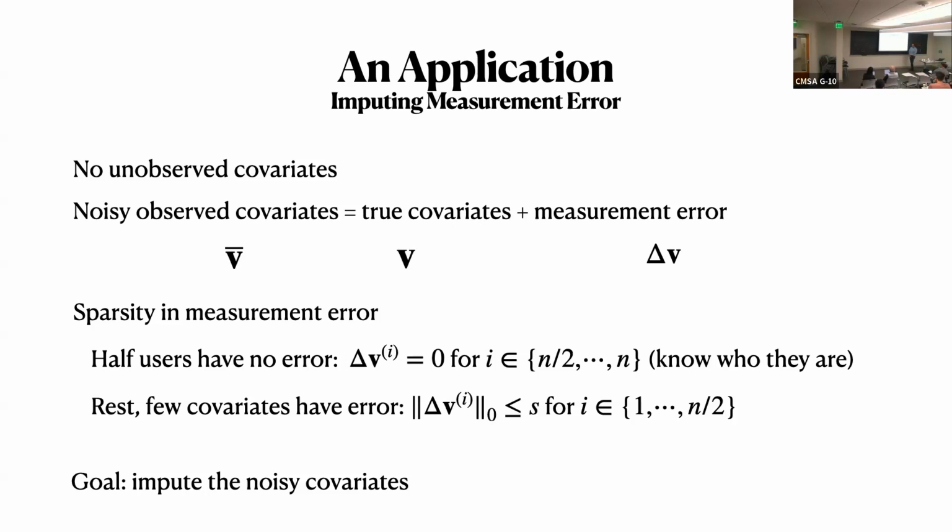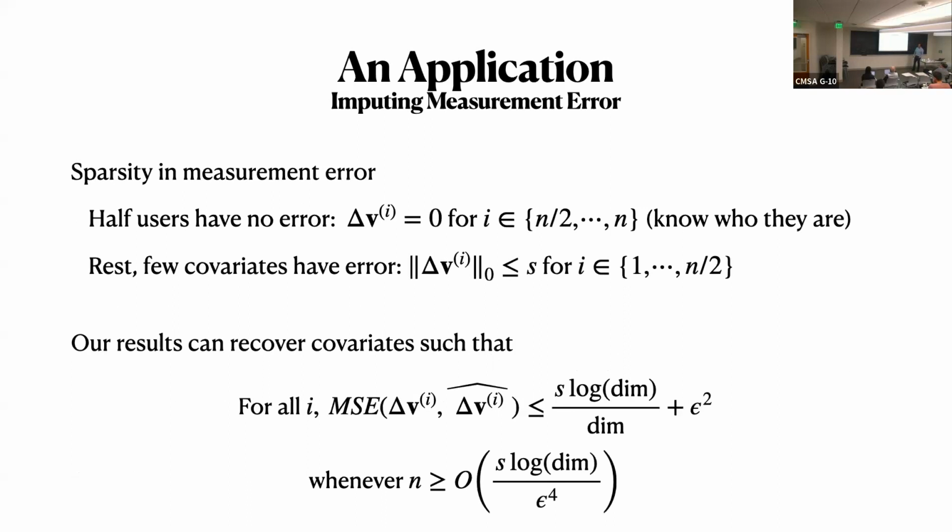And now I want to sort of impute these covariates. Okay. So I don't know these, but I want to impute them. And if you obey the same model, what will turn out is that you'll be able to estimate these covariates for every i with this much error. Okay. So as long as n scales like this, we'll be able to do that.